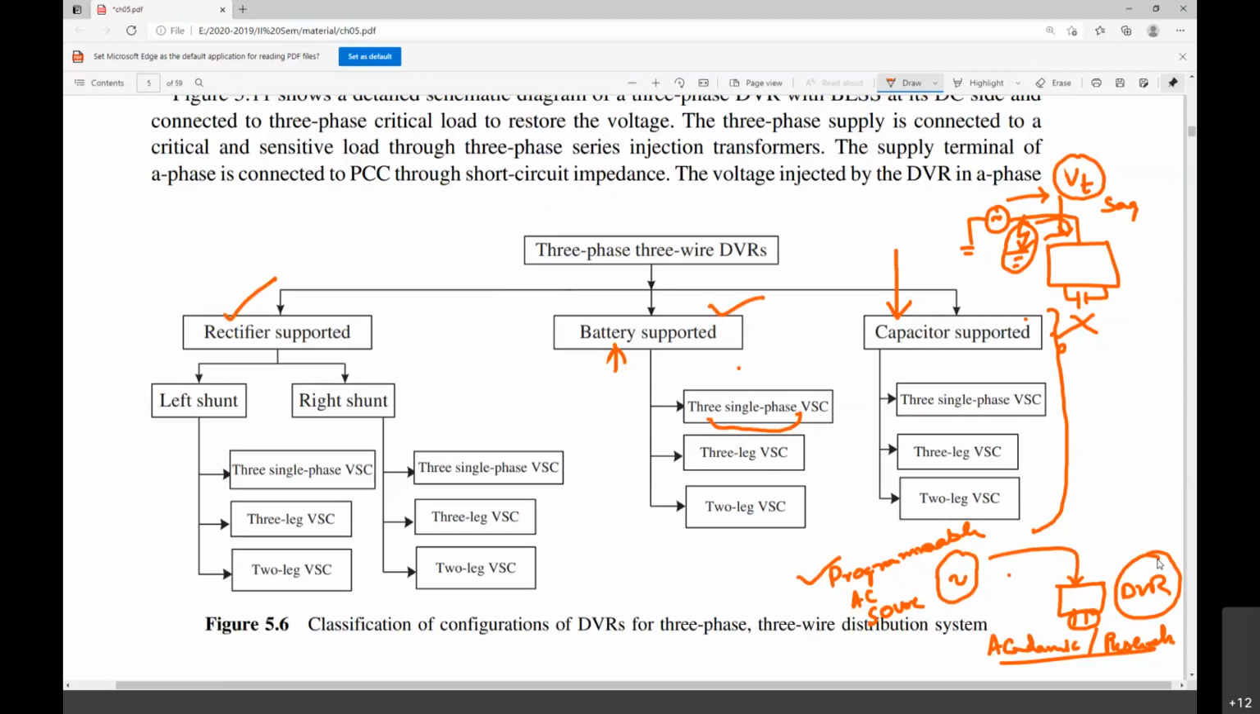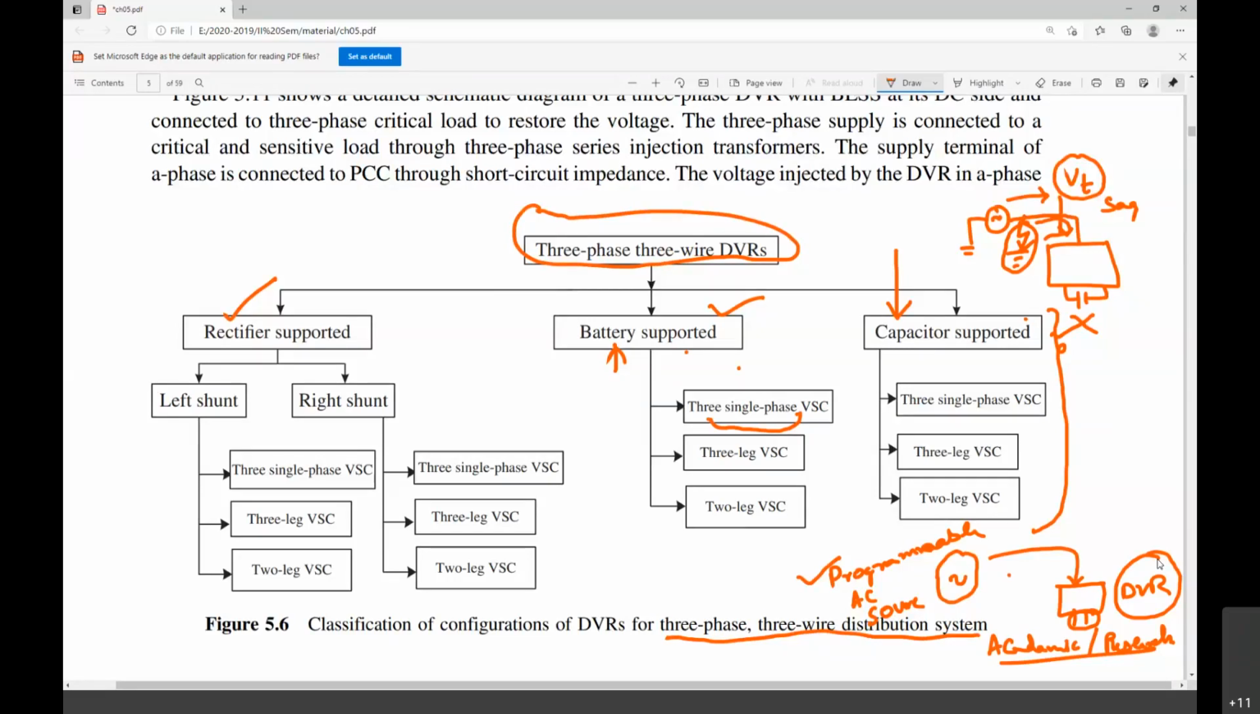See, this three leg we know. How does it look? Two leg also we have seen like the VSC. No, the two leg is very different also. We'll try to see that. Especially for the battery supported, they mention three single phase VSC, three leg voltage source converter or two leg VSC. These are all applicable for a three phase, three wire DVR, that is, a three phase, three wire distribution system also.